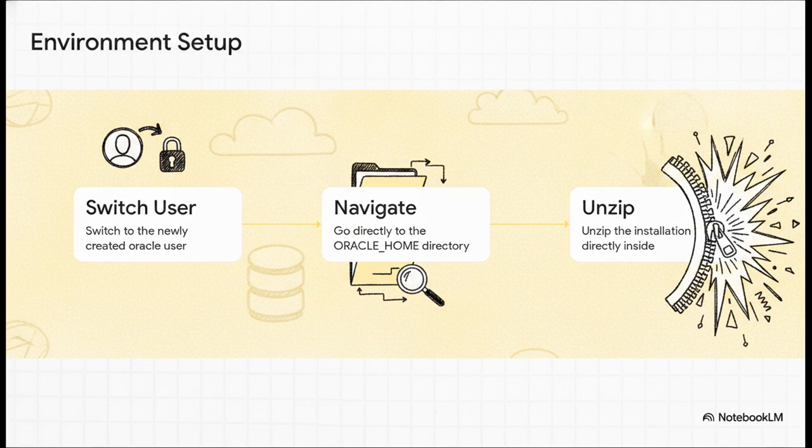And that brings us to a pretty major Oracle quirk that you absolutely must remember. You don't just run the installer from your downloads folder. No way. First, you switch to the Oracle user. Second, you navigate directly into the Oracle_home directory you just created. And third, you unzip the massive 6.5 GB installation file directly inside that destination directory. The 19c installer performs way better and handles file permissions much more reliably when you run the unzip command from right inside its permanent home.